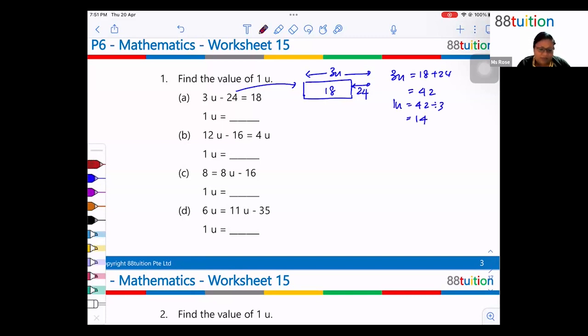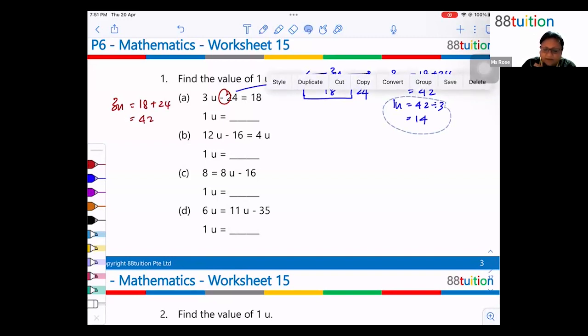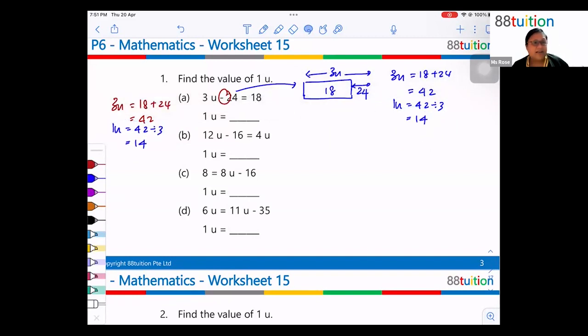Alternatively, because this is a minus, you want to balance your equation. So it becomes 3 units is equal to 18 plus 24. You will still get the same answer. So if you recall your answers, this would be 14.